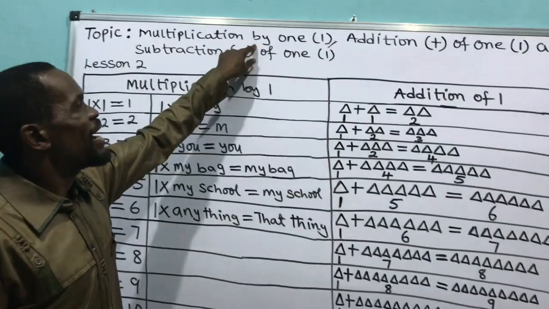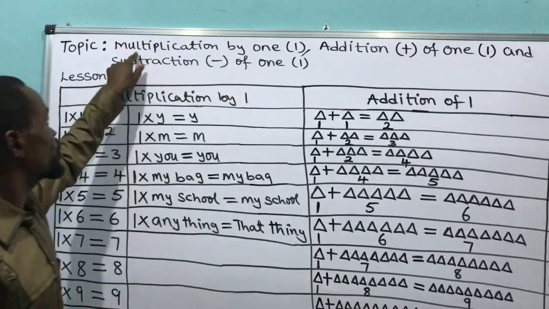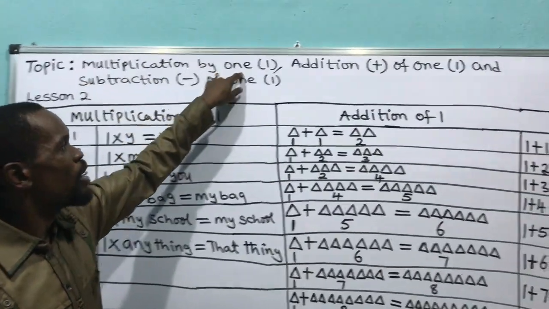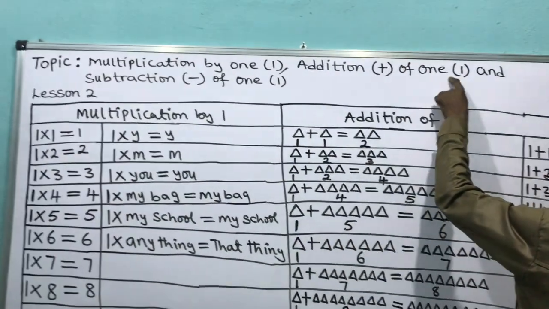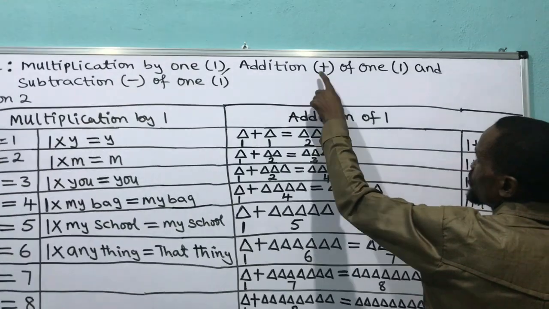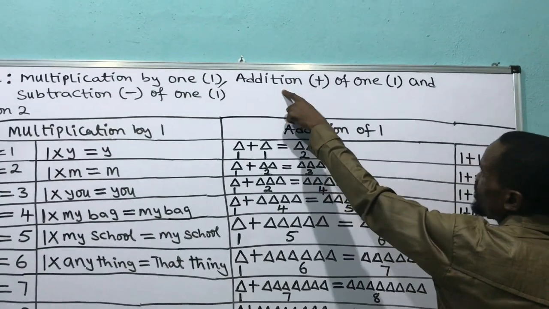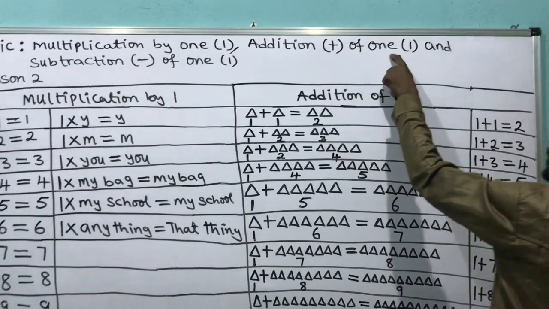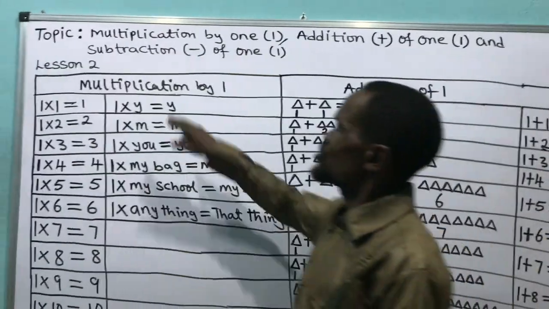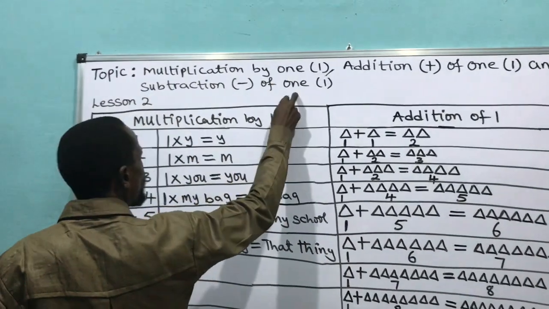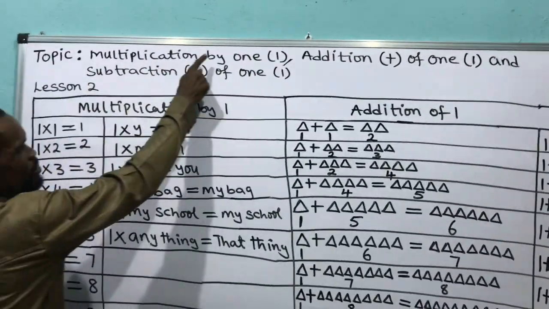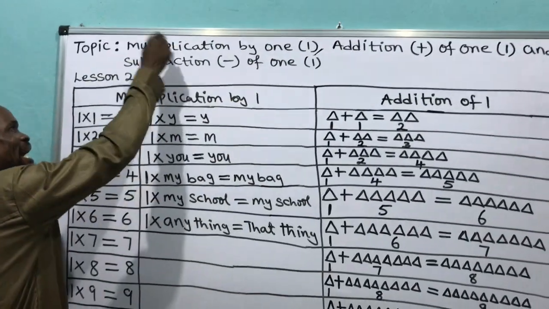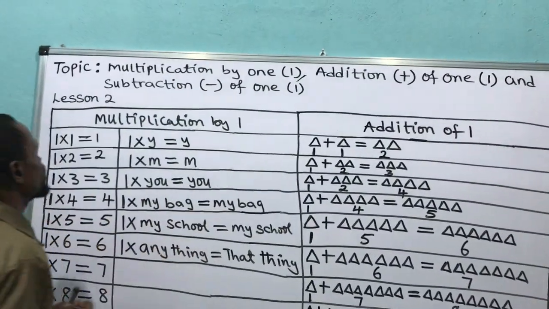Multiplication by one. Addition of one, which is called plus. Addition means plus of one. And the subtraction of one. What do you mean by subtraction? Remove of one. I would say multiplication by one. Well, let's go to the table.